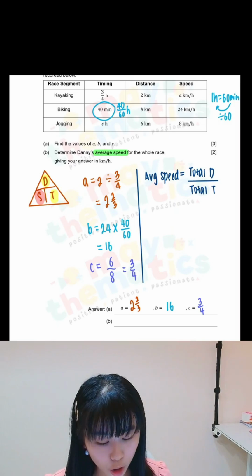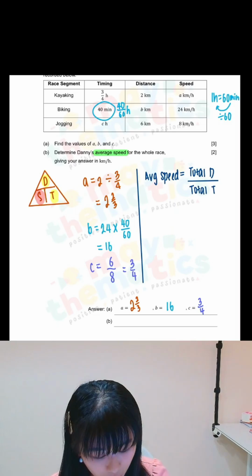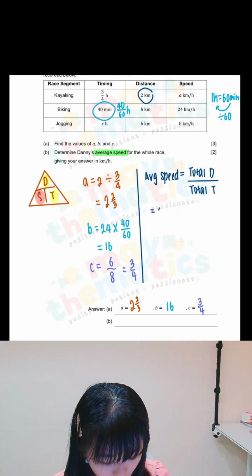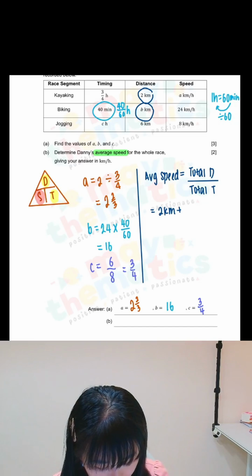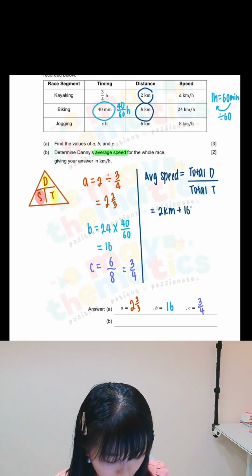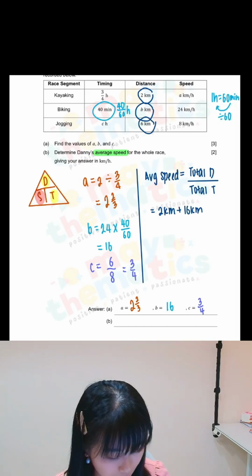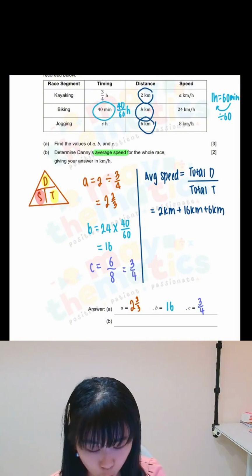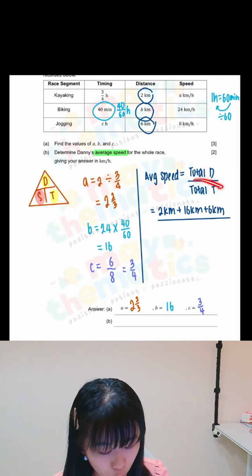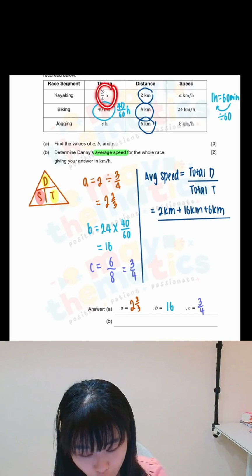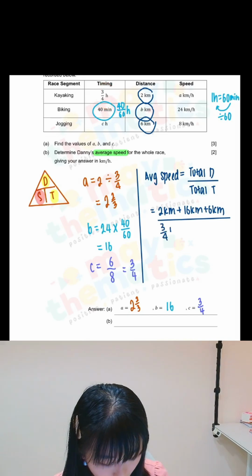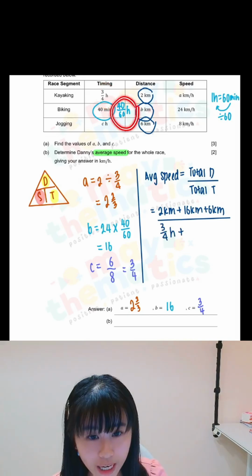Okay, so your total distance, you need to take the 2 km plus the B km. Your B is 16 km. So it's 16 km plus your 6 km. Okay, that's your total distance. Now, to find your total time, take 3 out of 4 hour plus 40 out of 60 hour.